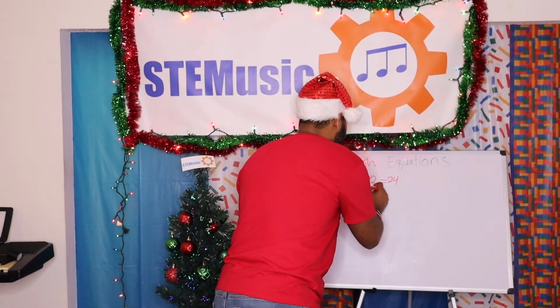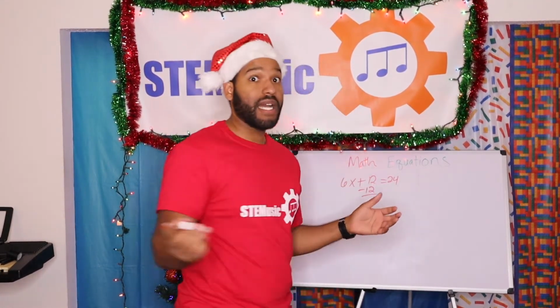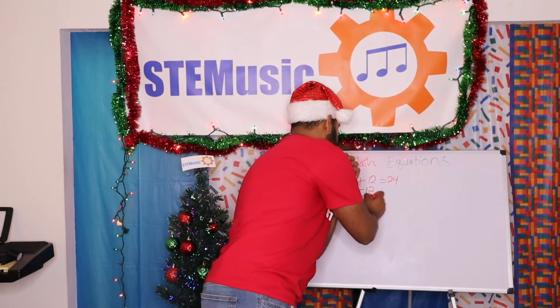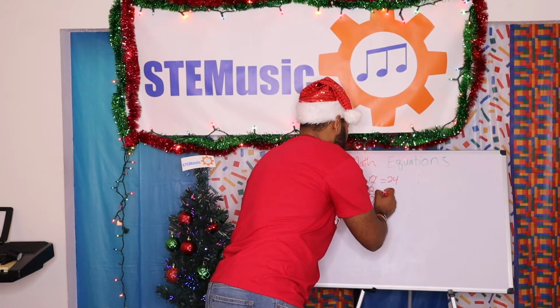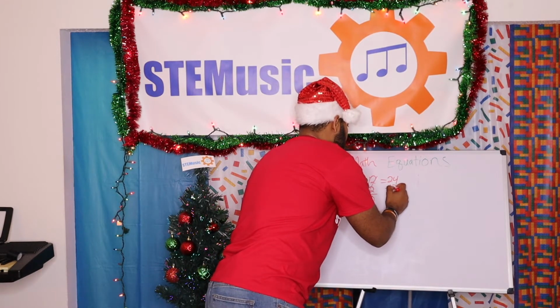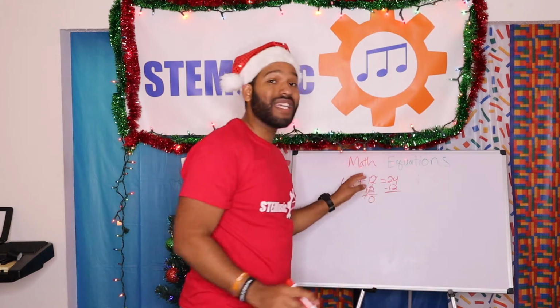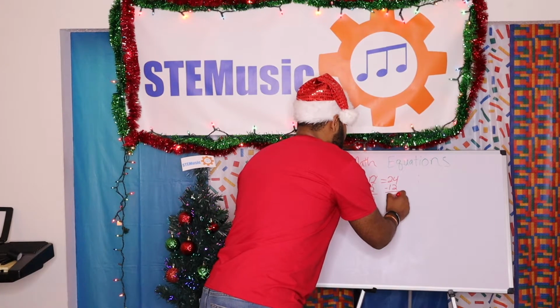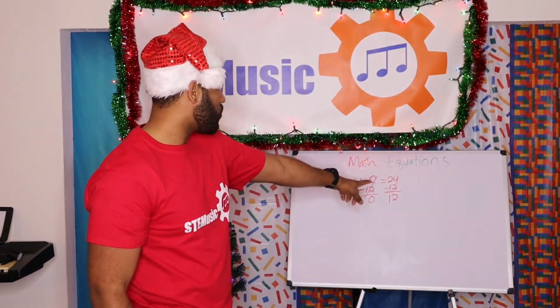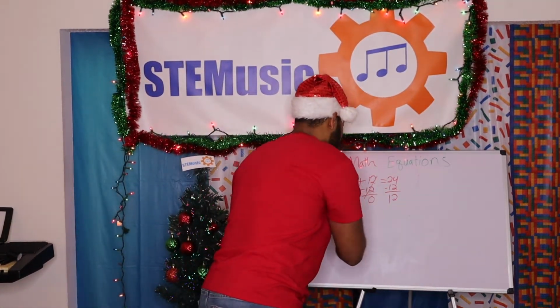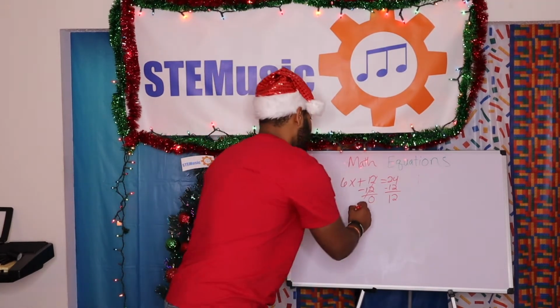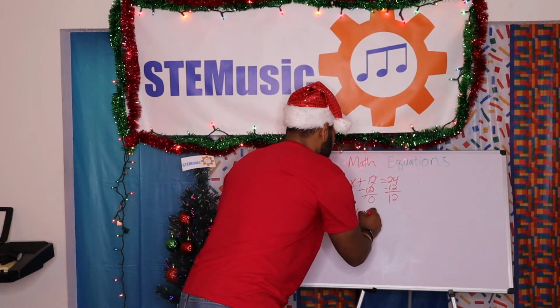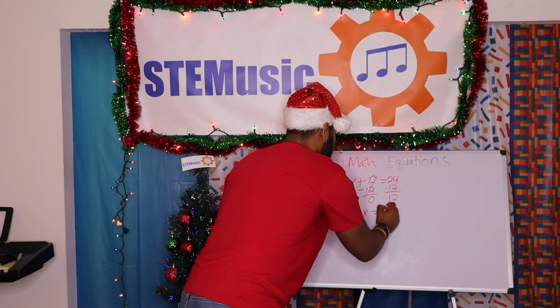So I'm gonna subtract this 12. 12 minus 12 is 0. Those cancel out. You gotta do the same thing to the other side. Notice how I'm doing it to both sides. You have to do it to both sides. Okay, then I have 24 minus 12 being 12. Then I rewrite, clean it up, rewrite 6x equals 12.